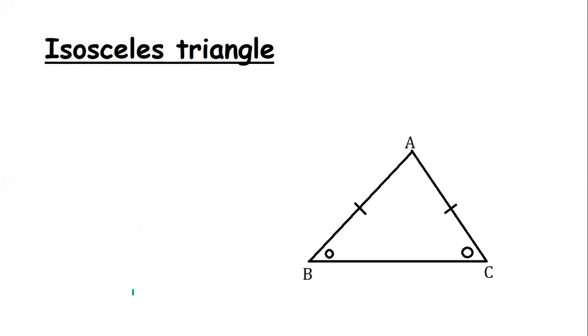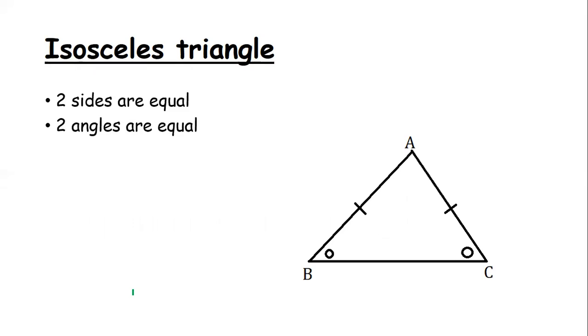What are the specific properties of an isosceles triangle? Two sides are equal, right? Two angles are equal, right? Then we know that it's an isosceles triangle with those two properties specific to an isosceles triangle. And also, if you add up the interior angles, they should add up to 180 degrees.